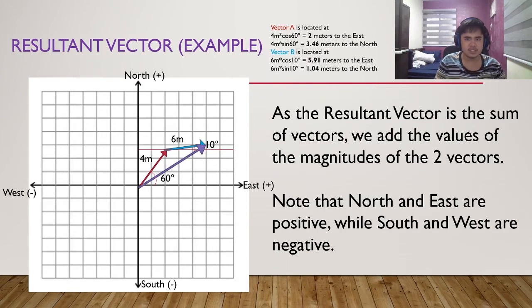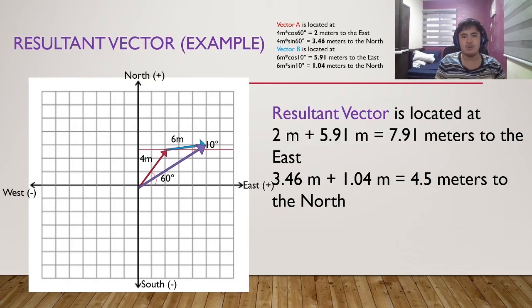Keep that in mind. Next, as the resultant vector is just the sum of the vectors, we add the values of how much to the east they go and how much to the north they go. Note, the north and the east are positive while south and west are negative. Now, we know that the resultant vector is located 7.91 meters to the east, and 4.5 meters to the north after adding the coordinates up.